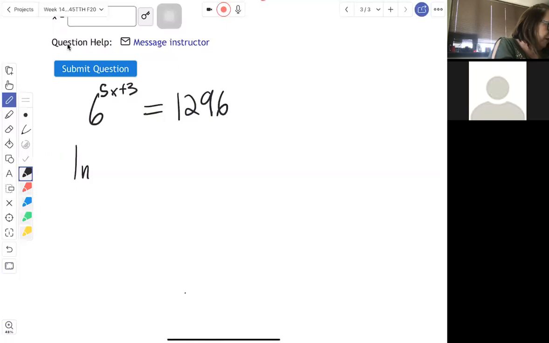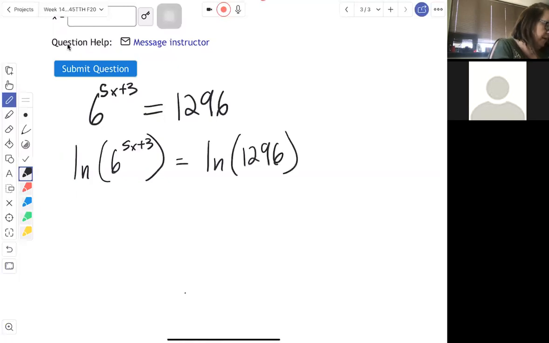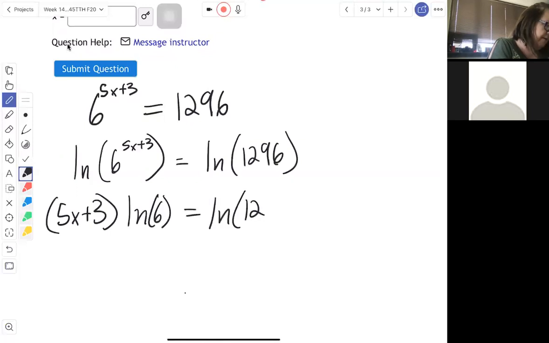So natural log of 6 to the 5x plus 3 is equal to the natural log of 1296. So we use our property. I'll pull down my exponent, 5x plus 3. You do need parentheses around that because it's a binomial. Times natural log of 6 is equal to the natural log of 1296.